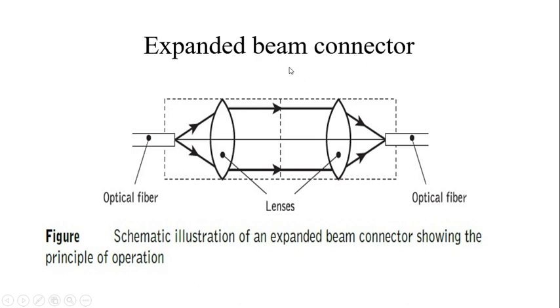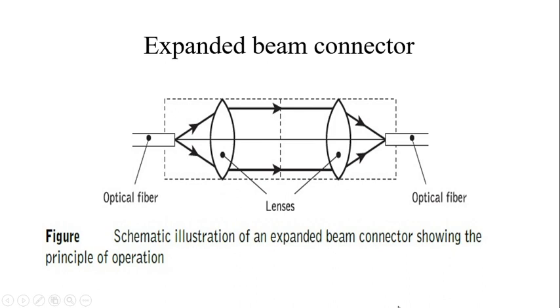The second one is the extended beam connector. The diagram is as shown in the figure. Here this is optical fiber 1, also called the transmitting fiber. This is optical fiber 2, also called the receiving fiber. These are the lenses we are using. This is the extended beam.